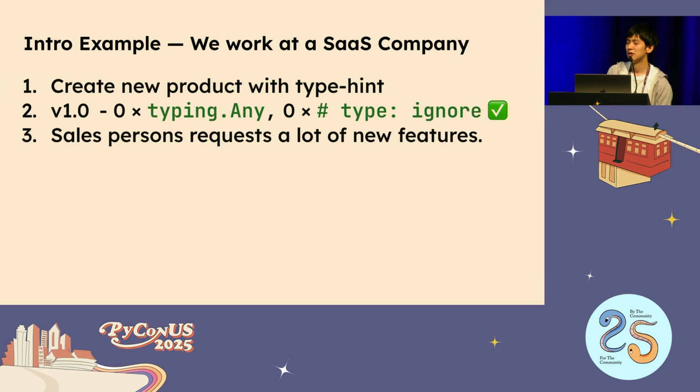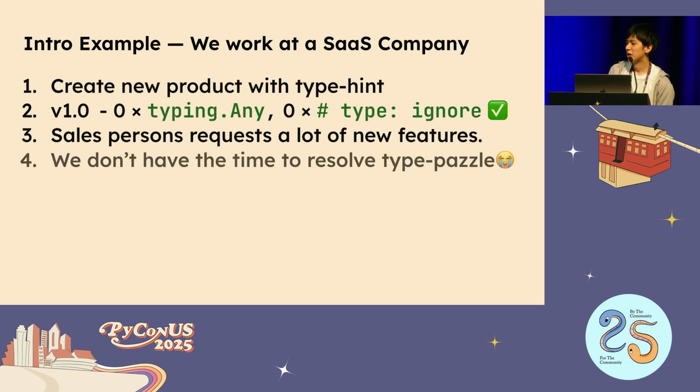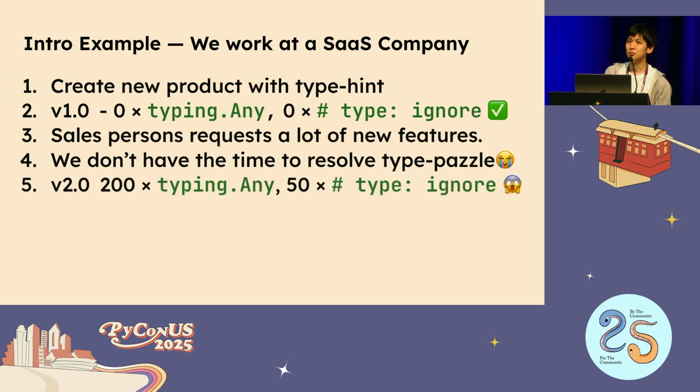After that, the salesperson requests a lot of features. Hey, please create this feature, the customer needs this. Okay. But we don't have the time to resolve type puzzles. Now, we can ship the new feature, but it's too difficult to keep the type hints across existing code and the new features, new classes, functions, and modules. So okay, we change the existing types to typing Any, and put type ignore in any place. Okay, it's good.